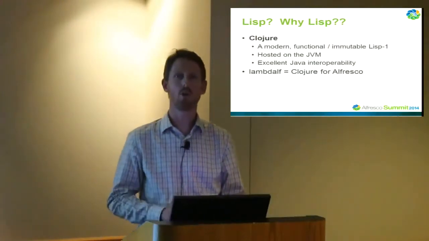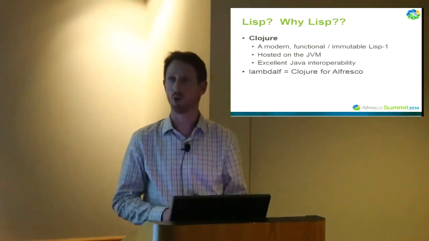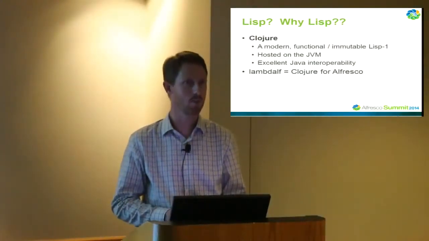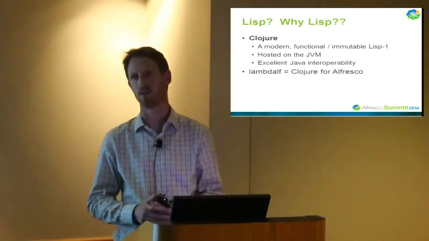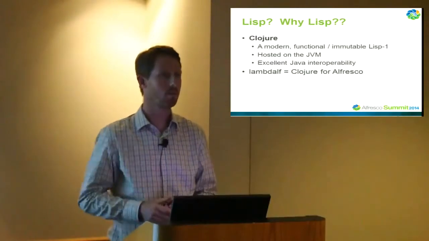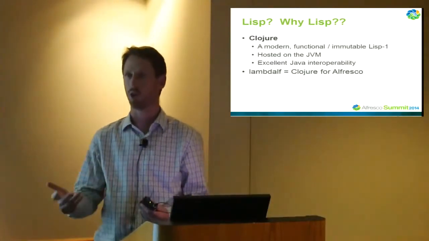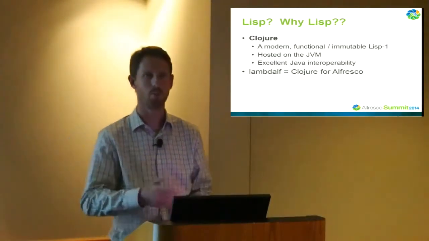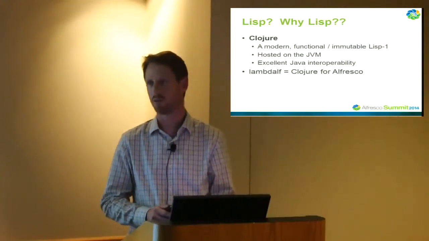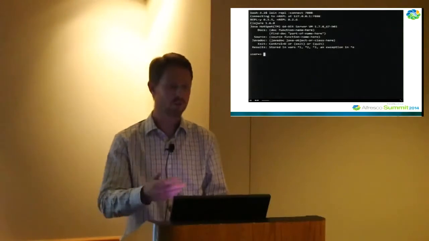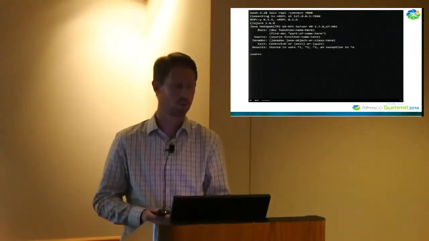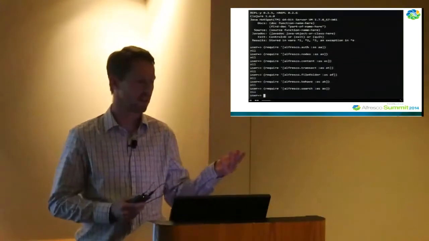Well, there's actually a modern alternative, which is called Clojure. It's a modern functional Lisp, which uses immutable data structures. It's hosted on the JVM, and it has excellent Java interoperability. We've now launched a project called Lambdalf, which is Clojure for Alfresco. And I'm going to mostly run through a demo for the rest of the session, which shows some of its capabilities. So here we've connected to a REPL, a read-eval-print loop, running inside Alfresco.